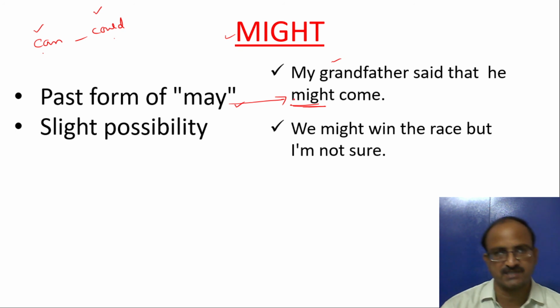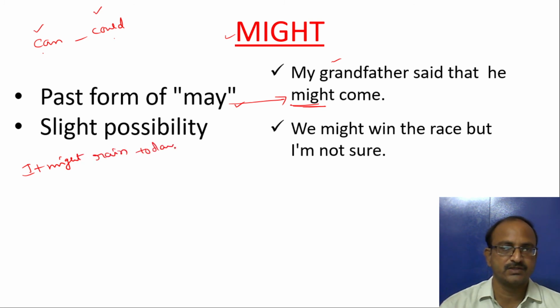In my previous slide, I explained it might rain. There it is not the past form. That is the less possibility purpose I use. You understand? Otherwise, I write here again the same sentence: it might rain today. So in this sentence, this might is not the past form, mind you. Only in the indirect speech situation is might the past form of may.